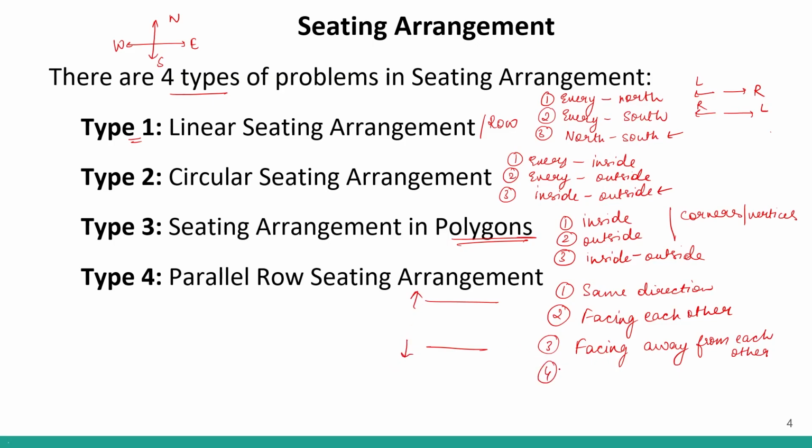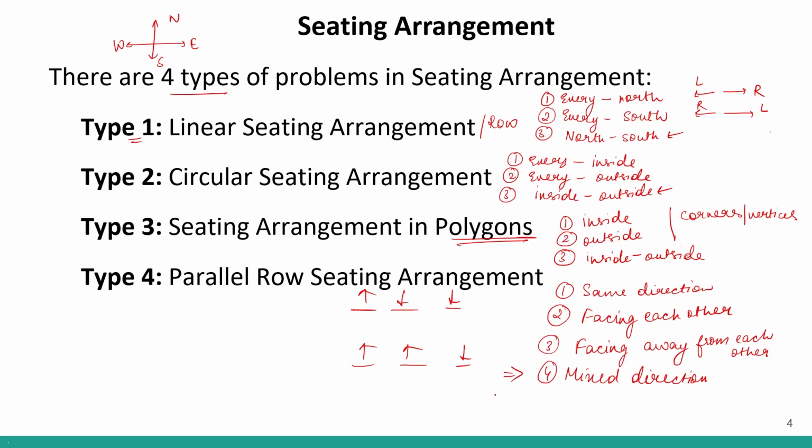And the fourth is mixed direction. What do you mean by mixed direction? Within the row, there could be some people facing north and some people facing south. So let's say there are three people in each row. This is facing north, this is facing south, this is facing south. Let's say this is facing north, this is facing north, something like this. Mixed direction. So four possibilities are there.